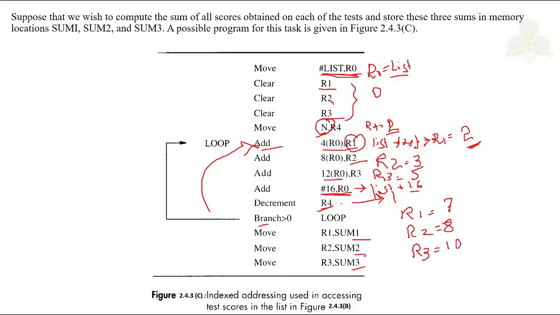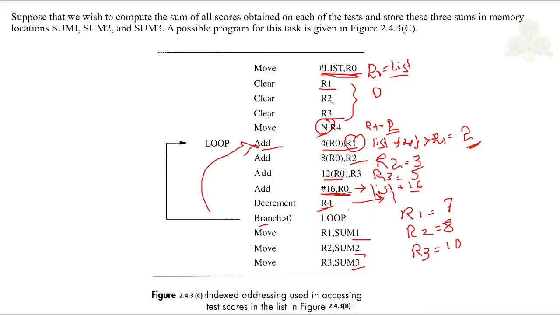Now what you have to do? Add 16 to R0 again. Previously what was the content of R0? It was list plus 16, right? So the new value of R0 is list plus 32. That means 16 plus 16, it is 32. Then what you have to do?